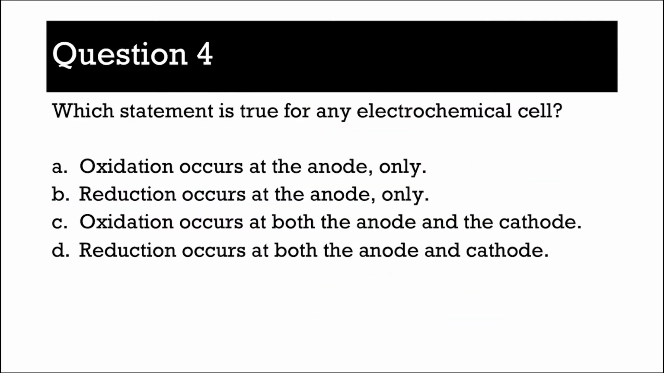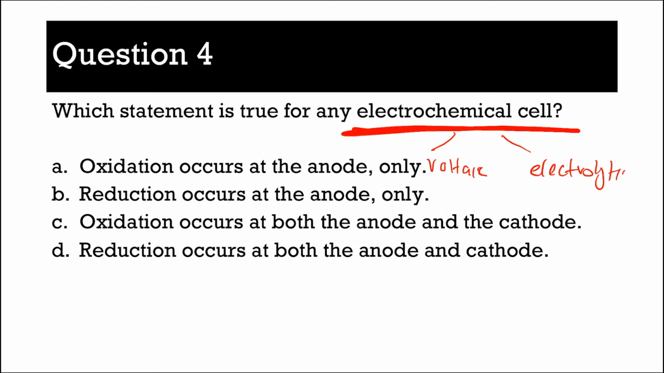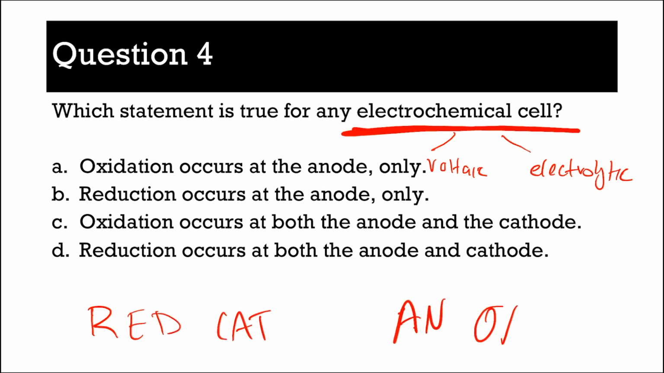Number 4, which statement is true for any electrochemical cell? So remember, electrochemical cell is the big overarching term. And then we have the 2 types. We have voltaic and we have electrolytic. Just be careful that electrolytic does not necessarily mean the same thing as electrochemical. So this is kind of going into the other question, and it's asking about oxidation and reduction and where that occurs. And that is where you need to remember red cat and ox.